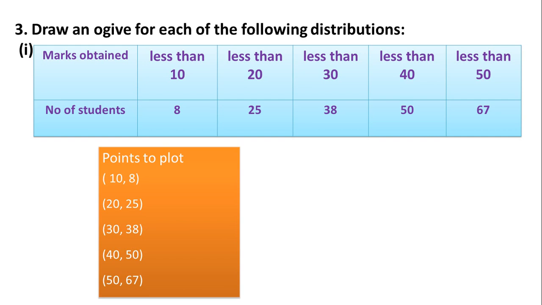So in this problem, the first two steps are ruled out. Why? Because the given frequency distribution is already in exclusive form and cumulative frequency table is already constructed. The given values itself is cumulative frequency. So we need not calculate anything. Straight away we can mark the points on the graph.